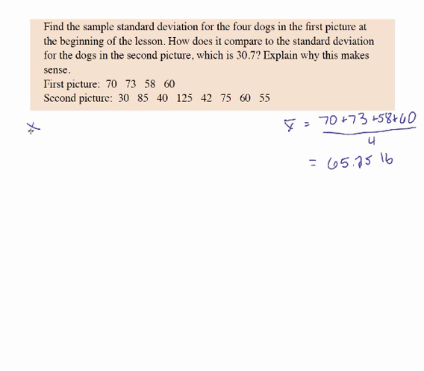Now, the way we're going to compute our standard deviation is we'll start by listing our data values, 70, 73, 58, and 60. We will subtract each minus the mean to see how far away each is from the mean. So first we have 70 minus 65.25, which is 4.75. That's how many pounds away from the mean the 70-pound dog is. 73 minus the mean is 7.75. 58 minus the mean is negative 7.25. And 60 minus the mean is negative 5.25.